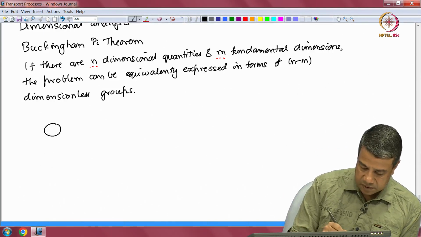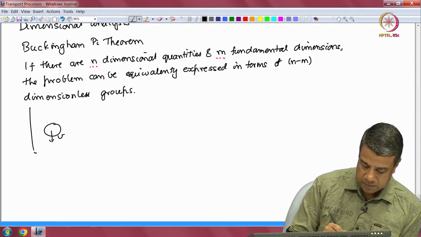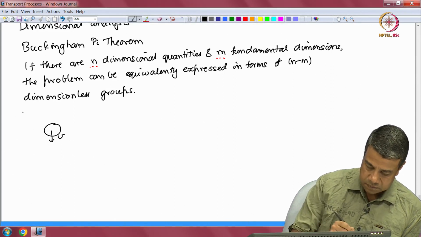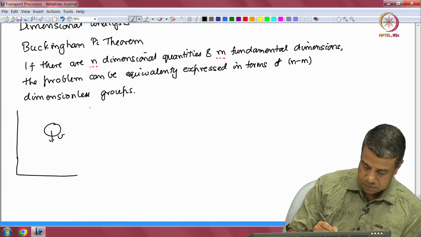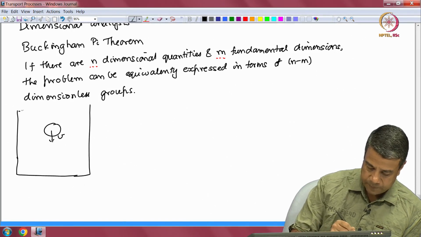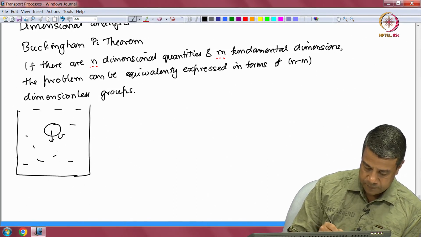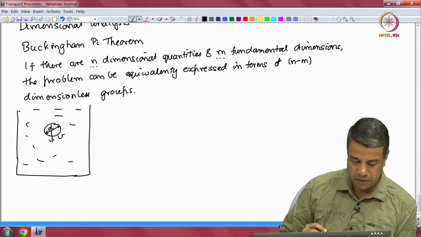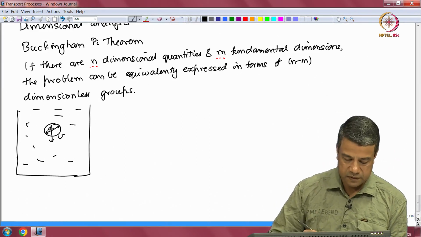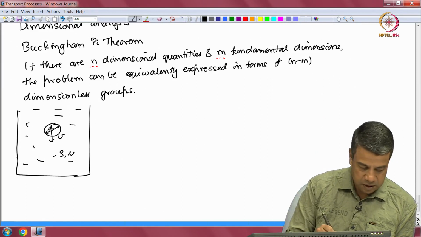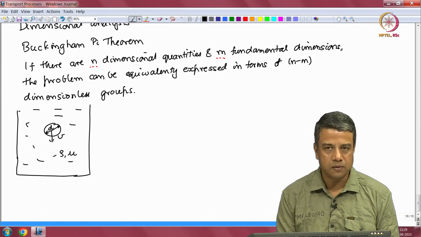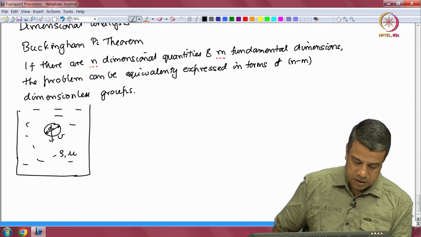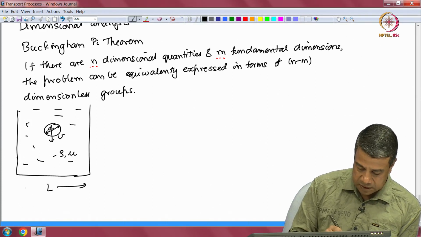Consider a sphere settling with a velocity v in some tank of fluid. The sphere has diameter d, and the fluid has density rho and viscosity mu. And let us assume that the linear dimension of this tank is L, say.